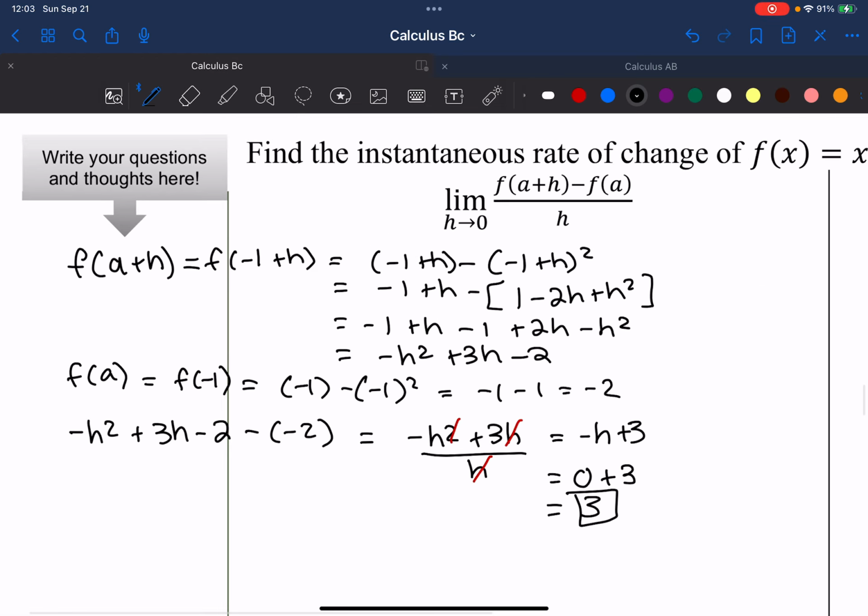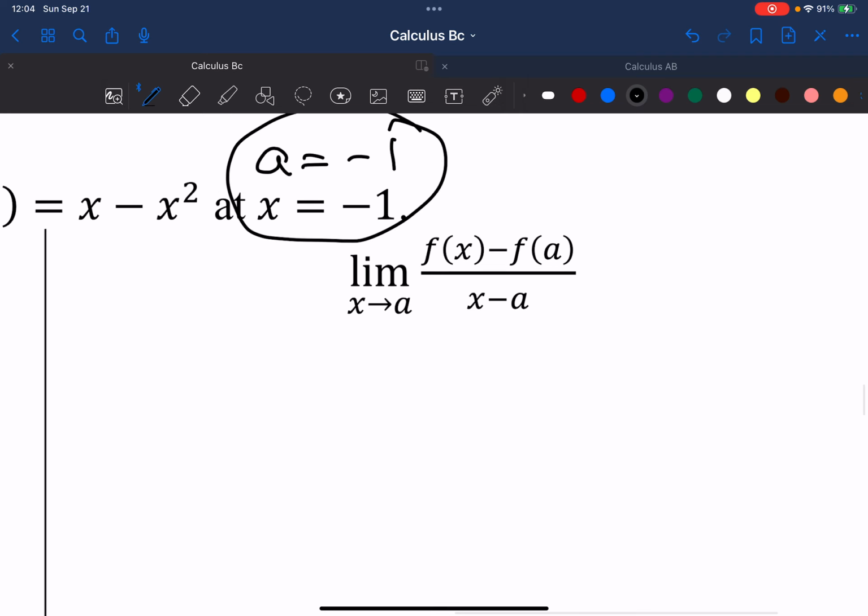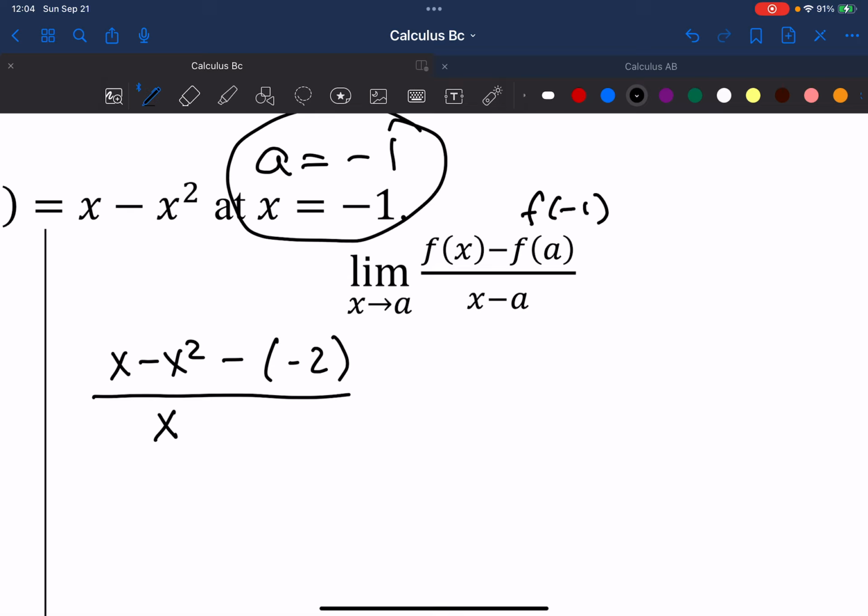Now part one wants me to do the same thing, but using the other version of this. So we have f of x minus f of a. So f of x would be x minus x squared minus f of a. We already know that f of a is the same as saying f of negative 1, and f of negative 1 is negative 2, so minus negative 2. And this is all over x minus a, so minus negative 1. So we have x minus x squared plus 2 over x plus 1.